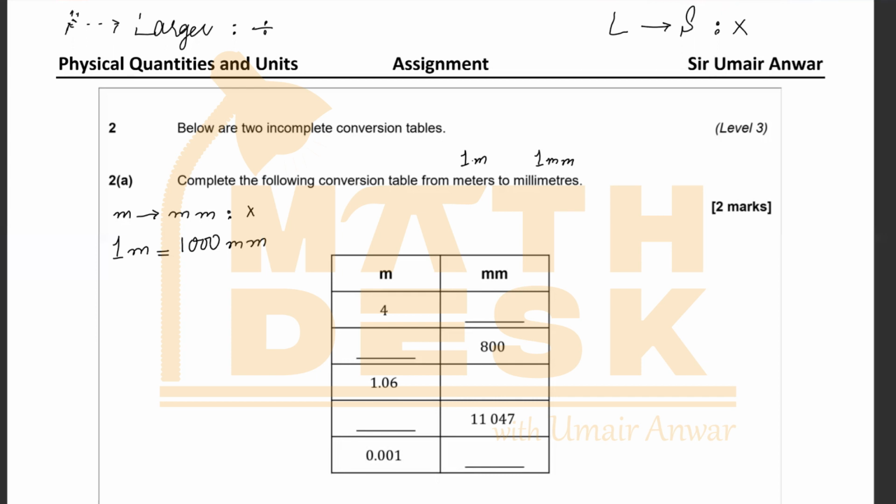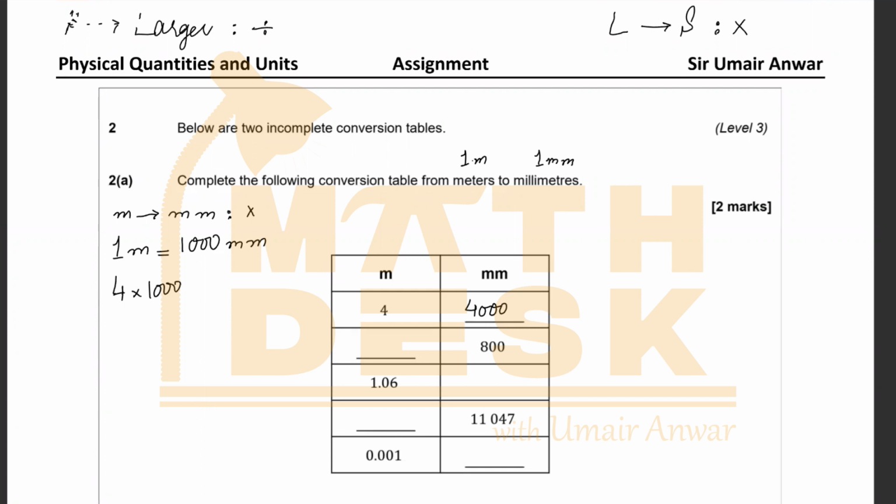Right. Now, if we have a quantity in meters, what we simply need to do is multiply that quantity with 1000 and we will get the answer in millimeters. For example, this 4, if we multiply it with 1000, we are writing here 4000 millimeters.